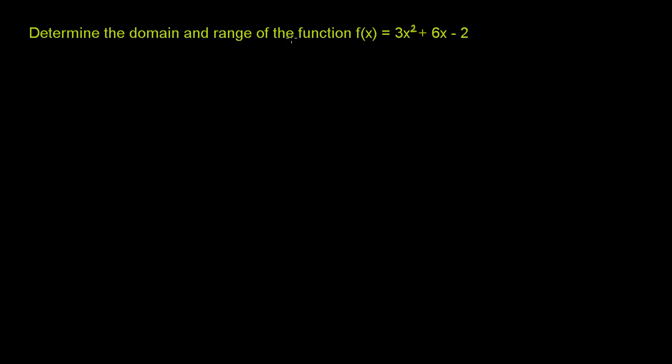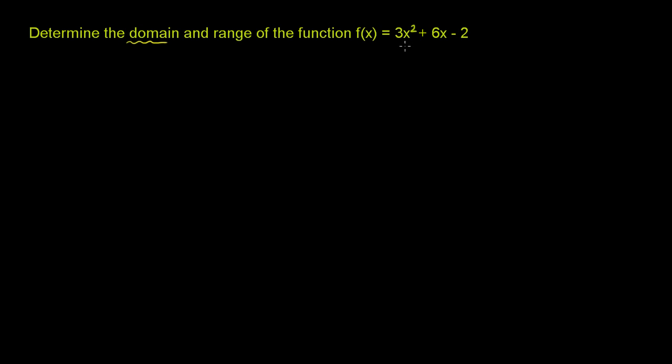Determine the domain and range of the function f of x is equal to 3x squared plus 6x minus 2. So the domain of the function is the set of all of the valid inputs, or all of the valid x values for this function.